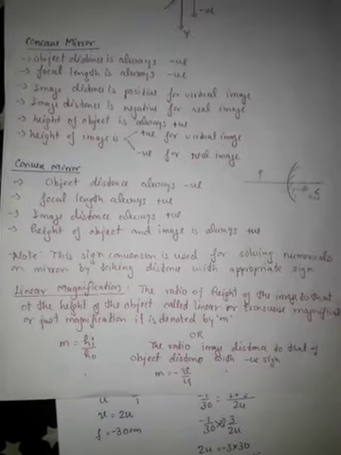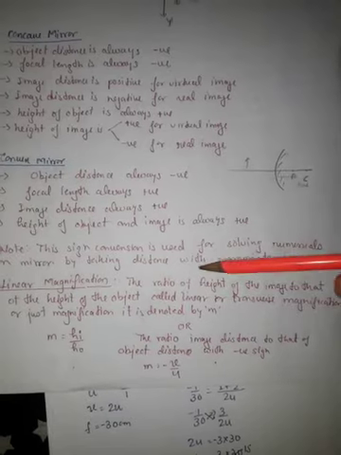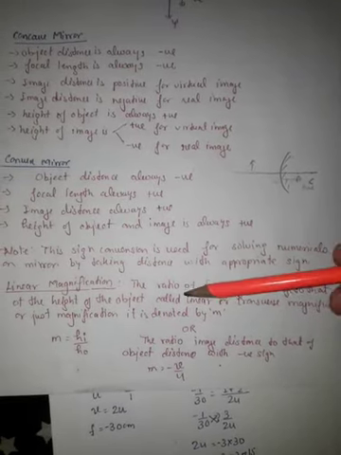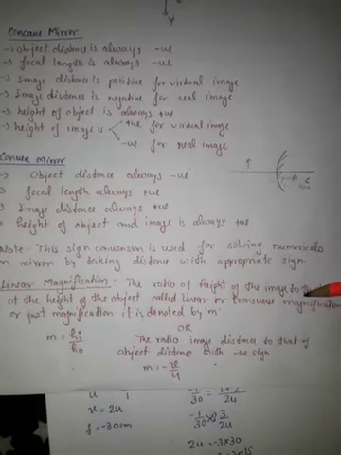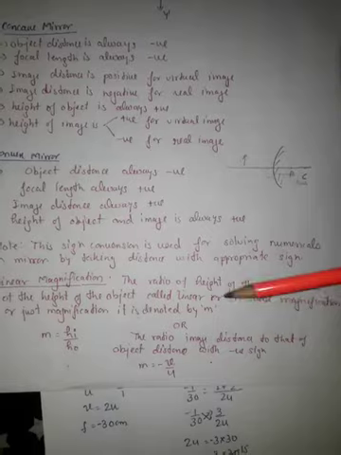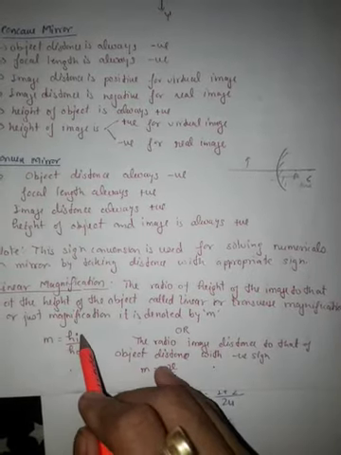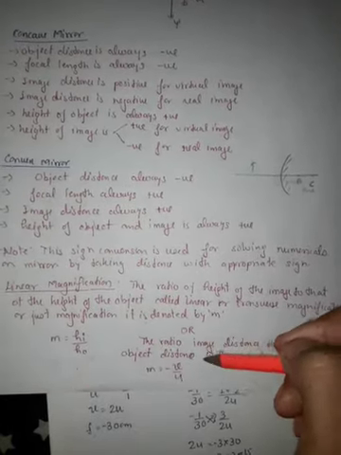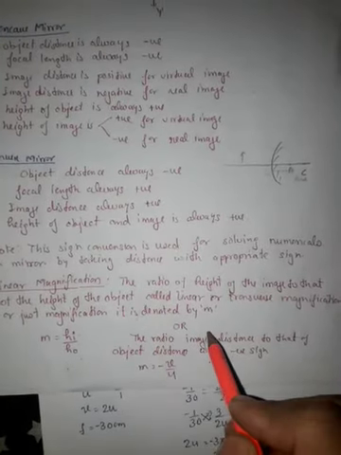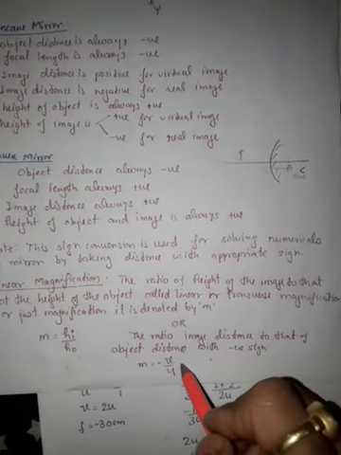Now, what is linear magnification? The ratio of the height of the image to the height of the object is called linear magnification or transverse magnification, or you can just say magnification. It is denoted by m. The formula is m equals hi by ho, where hi is the height of the image and ho is the height of the object. In terms of image distance and object distance, the ratio of image distance to object distance with a negative sign is called magnification. So m equals minus v by u.